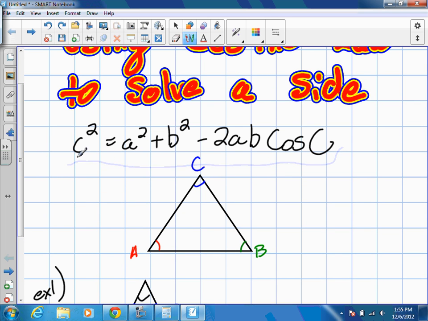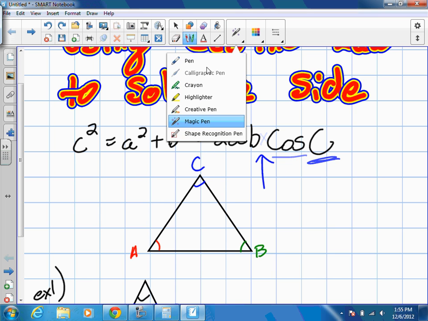So, the formula states C squared, so the side we're looking for squared, is equal to A squared plus B squared, which are the other 2 sides, minus 2 times A times B times cos of that angle C. Okay, that's very important that I said that times there. There's a common error people make here.